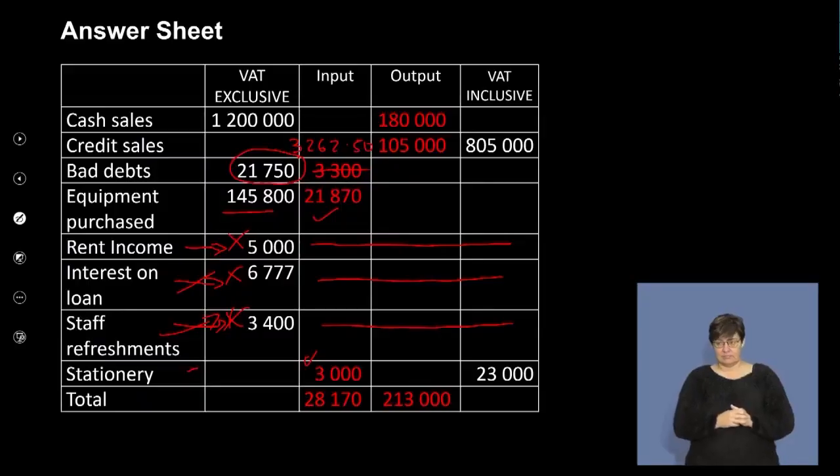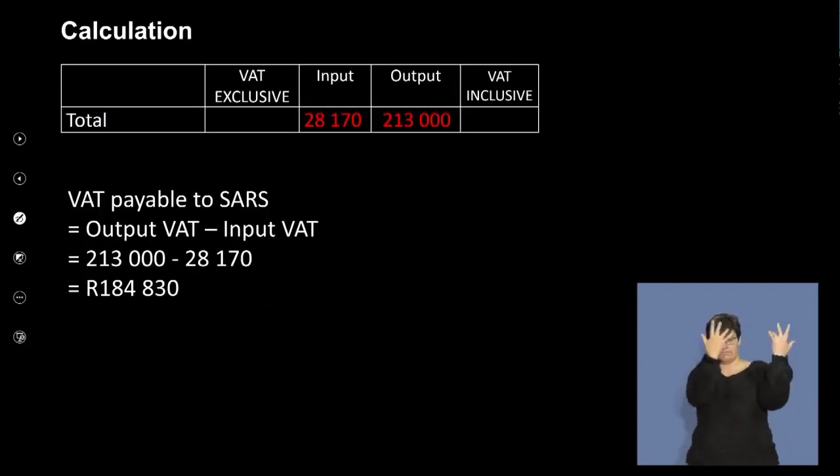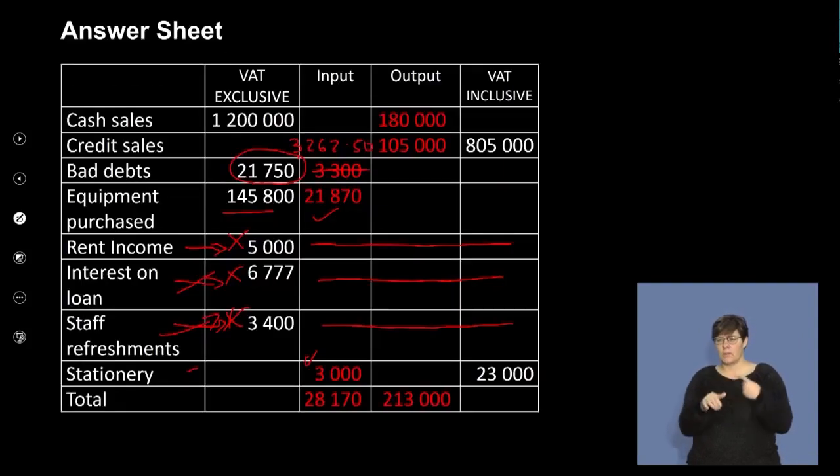Okay, what we do now is we go to the next slide and we say complete the information. We've done that. Let us now do our calculations. And remember, in this one here, I think we have one change to make. I think it was in the input VAT. Let's just make that change and see if we got the correct figure.